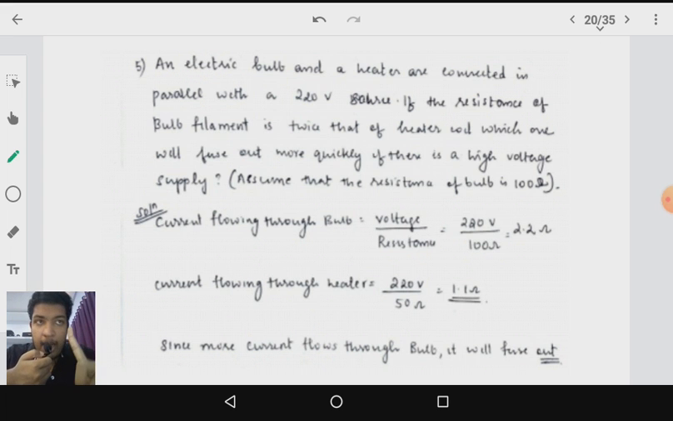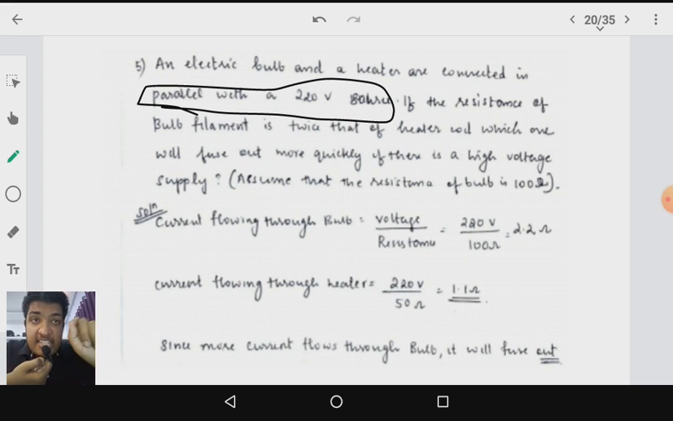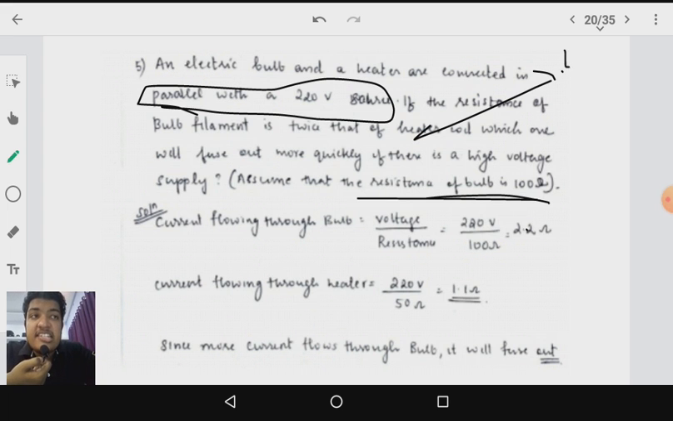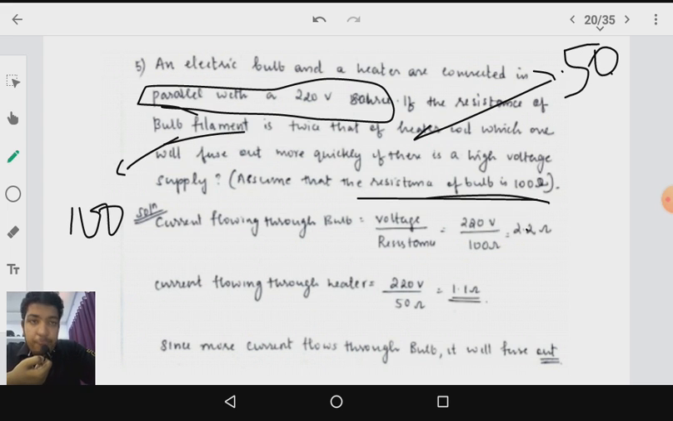We have an electric bulb and we have a heater. Both of these are connected in parallel. That means if one is connected over here, one is connected over here. And both of these are connected to 220 volt source. Parallel with a 220 volt source means both these devices are going to get the same potential difference. That is the meaning. Resistance of the bulb filament is twice that of the heater coil. Bulb is 100 and that 100 is twice that of heater coil. That means heater coil has a resistance of 50 ohm and bulb filament has that of 100 ohm.